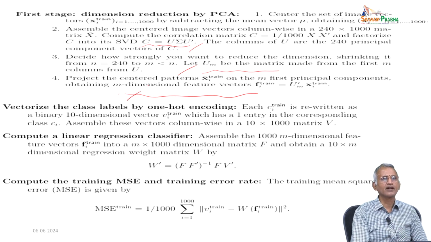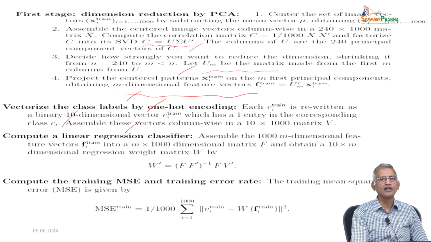Now we have to vectorize the class labels by one-hot encoding. So each c_i train is rewritten as a binary 10-dimensional vector v_i train, which has one entry in the corresponding class c_i. Assemble these vectors column-wise into a 10 by 1000 matrix V, and compute the linear regression classifier.